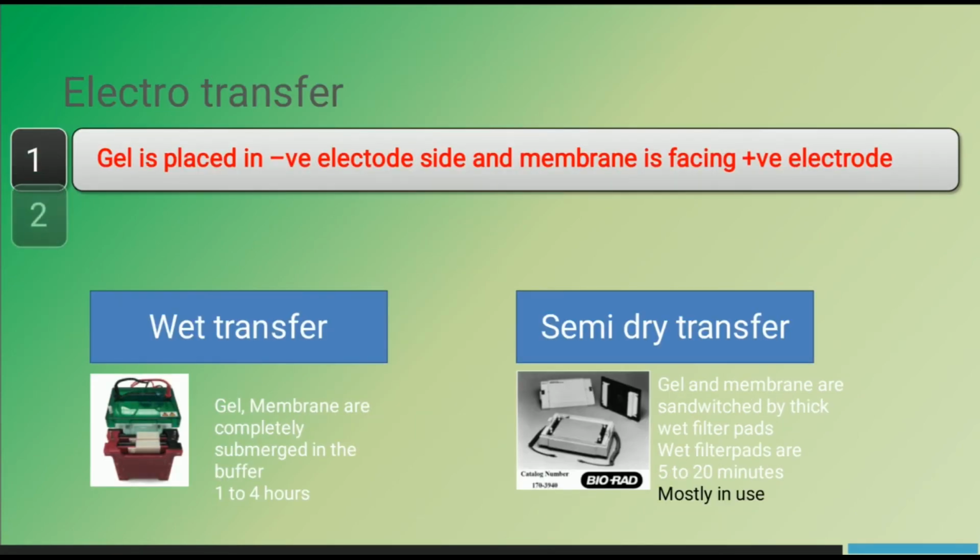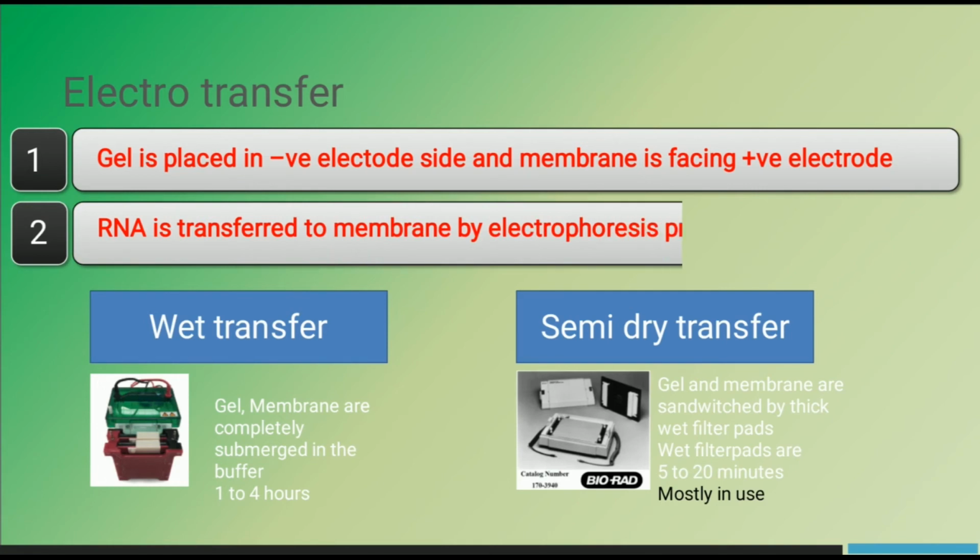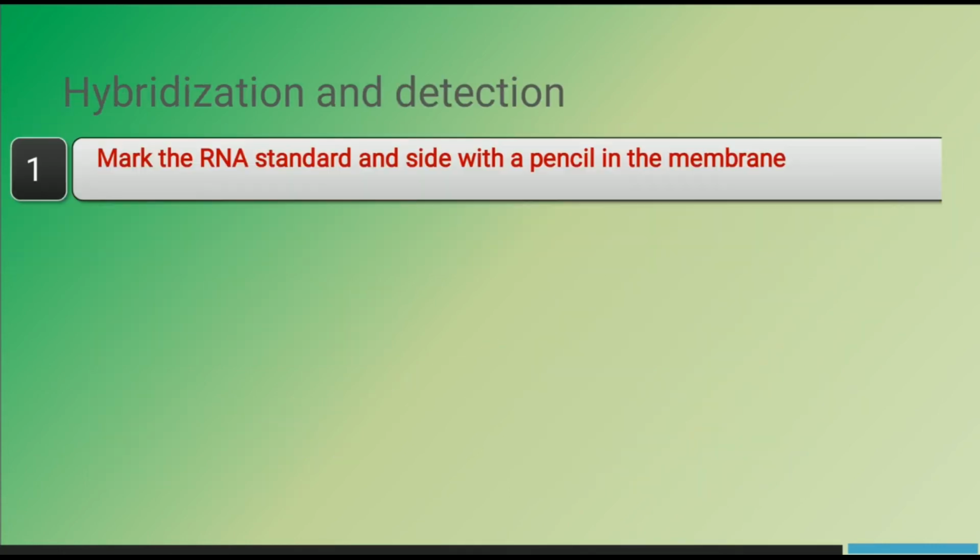Similar to Southern blot, electrophoresis based wet transfer and semi-dry transfer are also used for transferring the RNA molecules. Wet transfer takes 1 to 4 hours and semi-dry transfer takes 5 to 20 minutes. Mostly, the classical capillary method of transfer is the most effective, and more than 90% of the RNA molecules are transferred to the membrane. The next step is hybridization and detection of RNA.